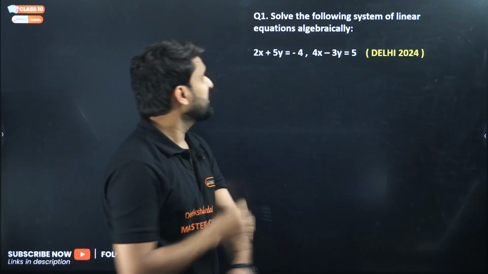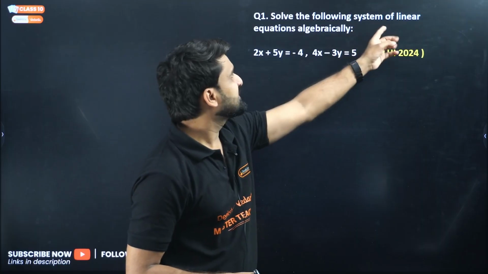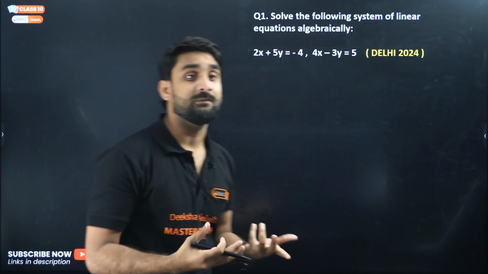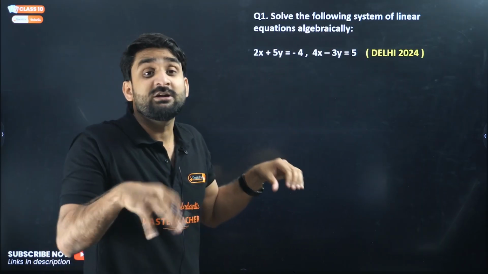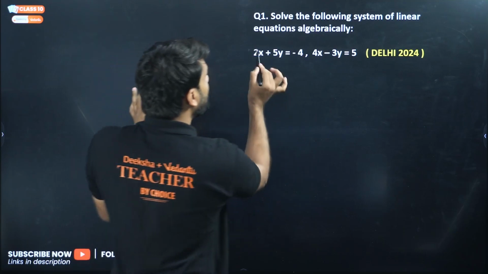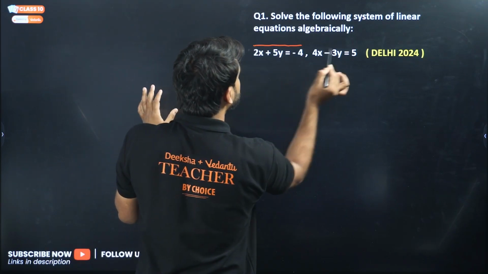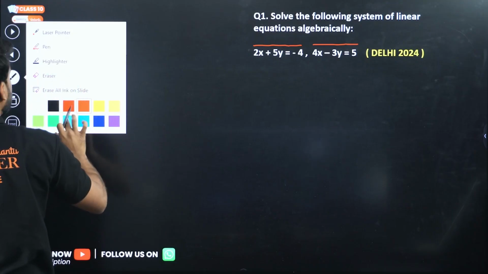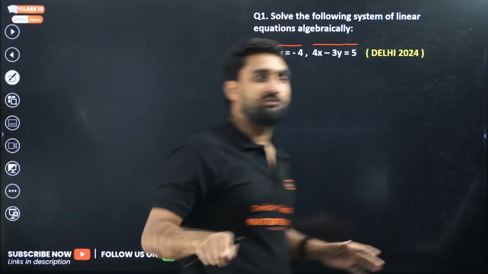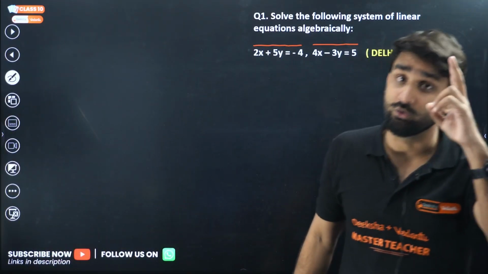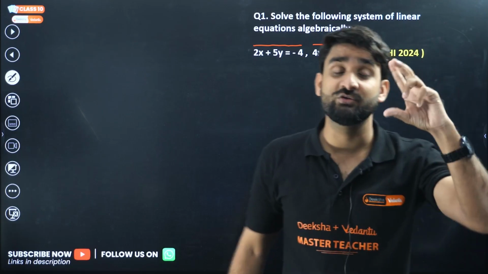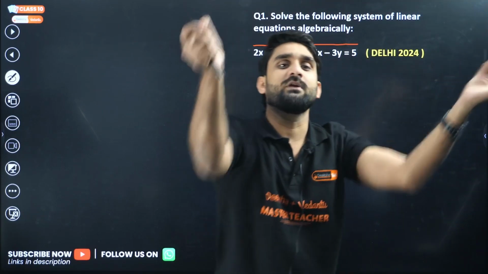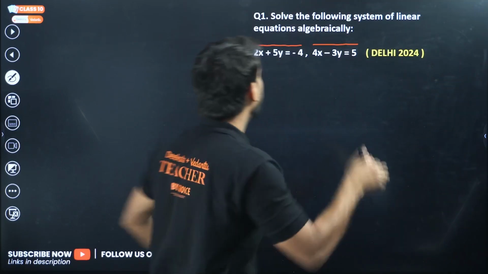The first question is, solve the following system of linear equations algebraically. What does it mean by solve? How many equations are there? One equation, and this is the second equation. Two equations, each in two variables, and that is the reason why this chapter is termed pair of linear equations in two variables, right?